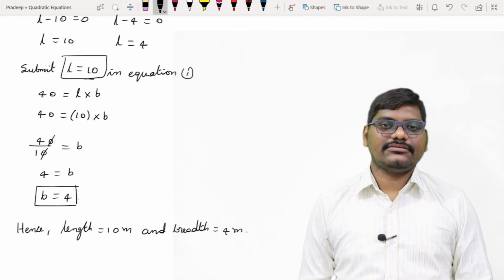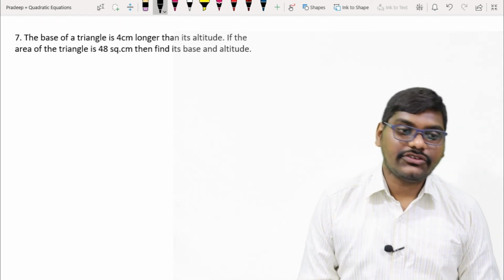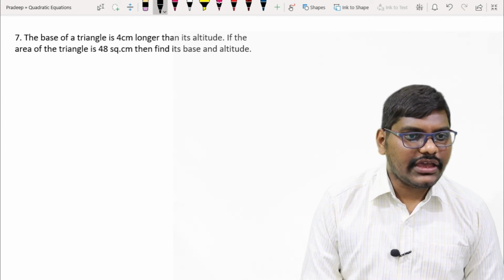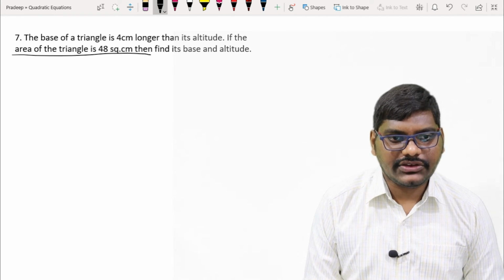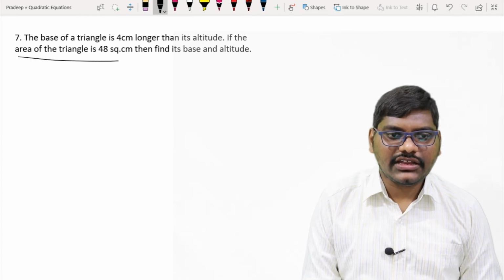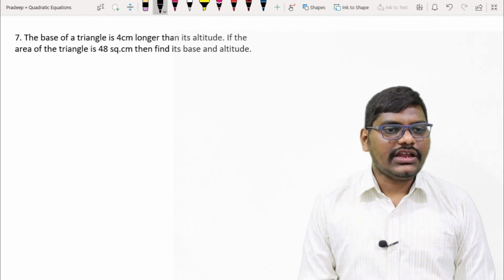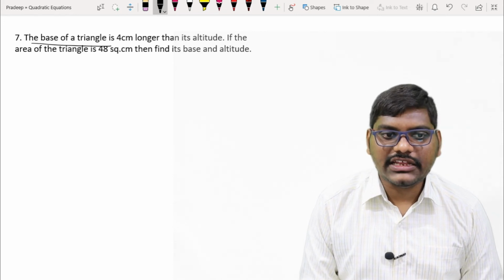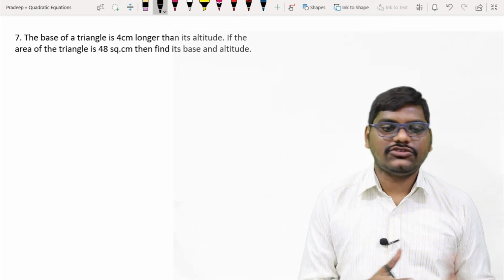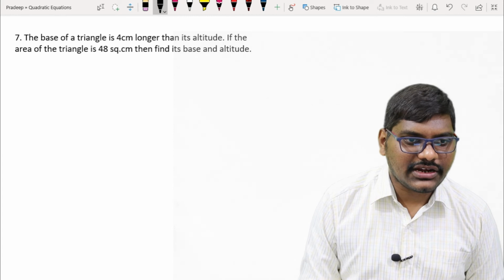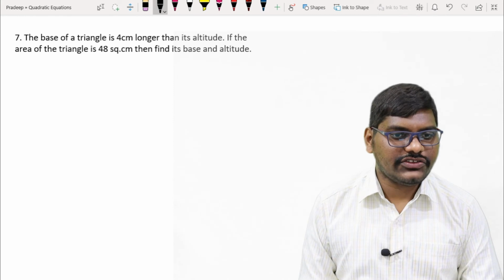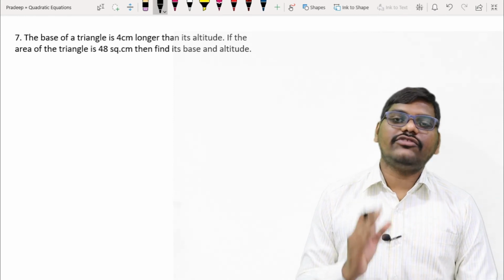Let's see the 7th question. Let's read the question. The base of a triangle is 4 centimeter longer than its altitude. If the area of the triangle is 48 square centimeter, then find the base and the altitude. So here they have given the area of the triangle, that is 48 square centimeter, whereas the base of a triangle is 4 centimeter longer than its altitude. So we don't know the altitude, we don't know the base also. But only they are giving this particular condition. They are asking us to find the base and altitude of this particular triangle.